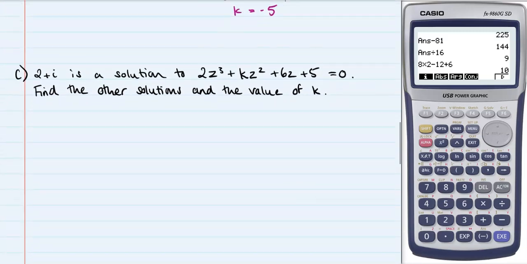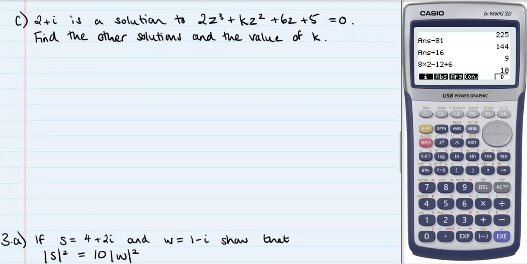Right, part C, another merit one. 2 plus i is a solution to this equation that we have here. Find the other solutions and also the value of k. So if 2 plus i is a solution, 2 minus i is also a solution because of the conjugate root theorem. If you have a complex root, its conjugate is also a root.